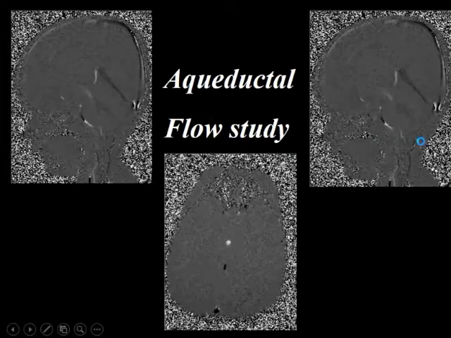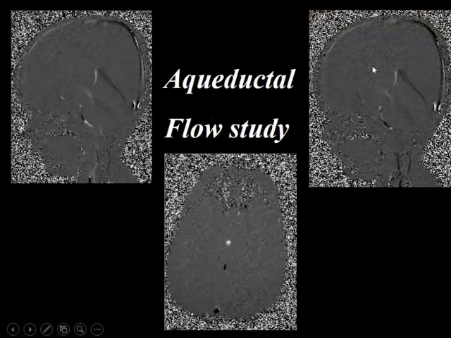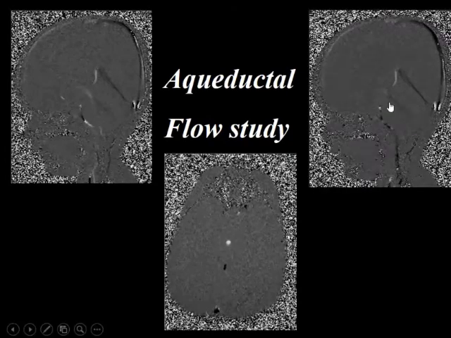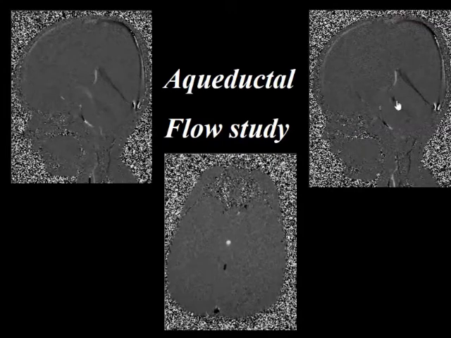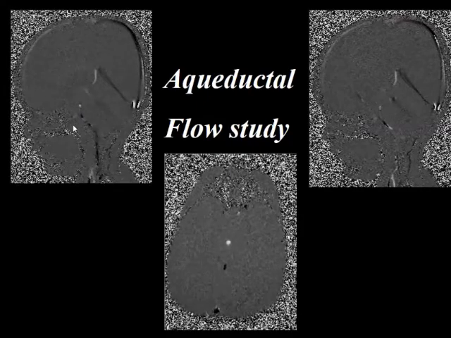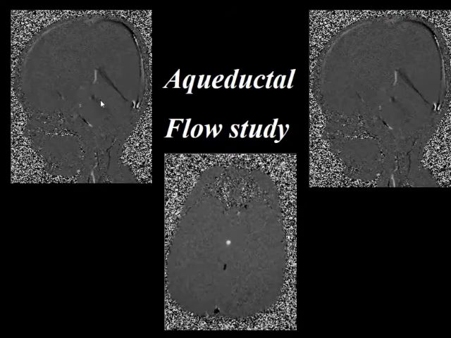Now let's just run this. Now this is a flow study where you see the flowing CSF. This is a patent aqueduct. So you see the flow in the aqueduct. So you see the flow here.